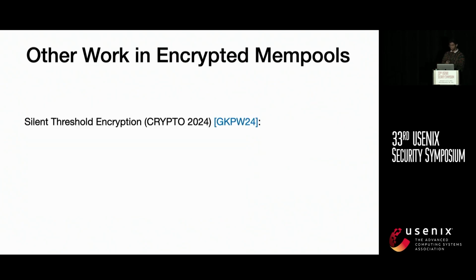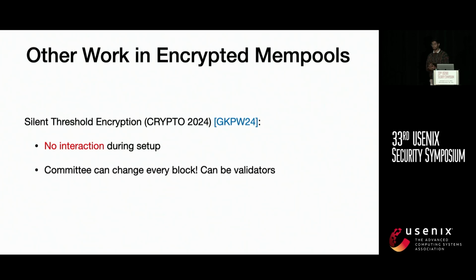Before I conclude, I want to mention some other work that we have in encrypted mempools. It's called silent threshold encryption, and it's going to be presented at Crypto 2024. The nice part about this is that there's no interaction during the setup whatsoever, which means that the committee can change every block because you're not paying for an interactive DKG, which is really expensive. And in fact, this committee could just be the validators. But unfortunately, this doesn't achieve this batch threshold decryption property. It's an important open question whether you can combine these two works. And another nice property of this silent threshold encryption paper is that the threshold can be chosen at the time of encryption.